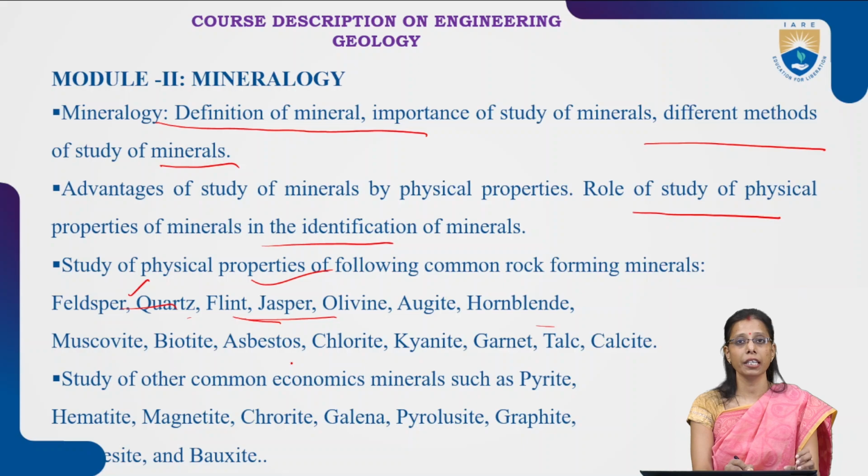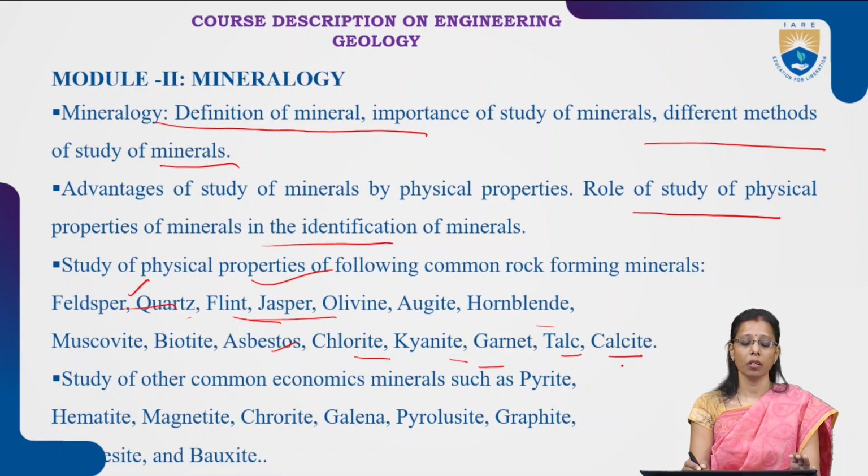So these are different kinds of minerals which have different physical properties. They have different cleavage and different fracture: chlorite, kyanite, garnet, talc, calcite. These are the different kinds of minerals which will be found in the rocks, or they are uniquely formed on the earth's surface.